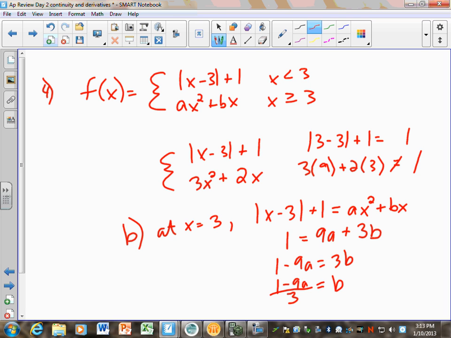Number 5, which of the following functions are continuous for all real numbers of x? This is knowing these functions. Number 1, the absolute value of x. Is that a continuous function? Yes, it has a sharp point, but that still means it's continuous, right? So number 1 is true.